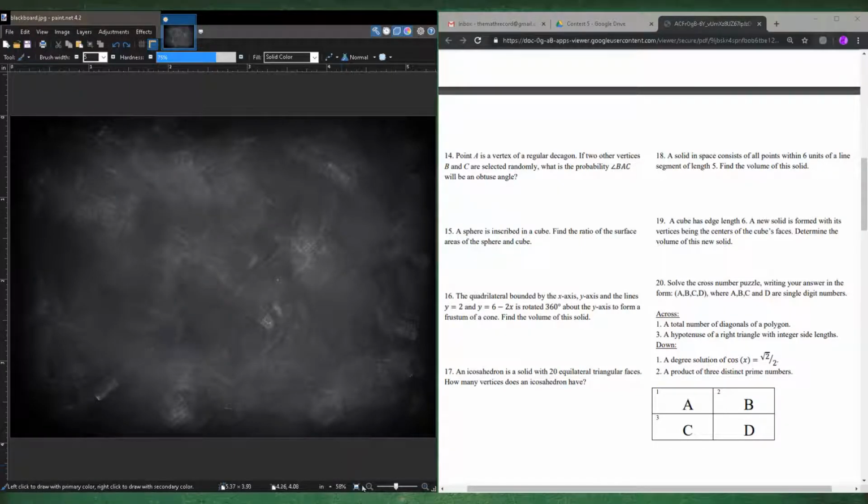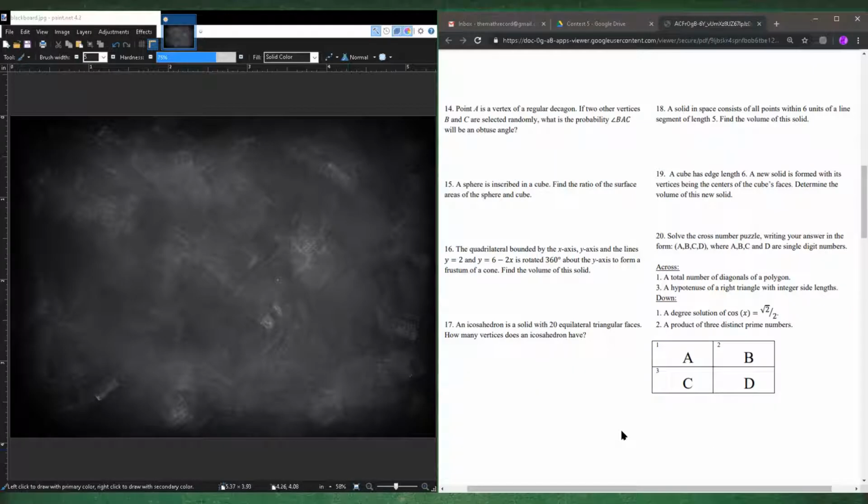So that was question 9. And question 20: solve the cross number puzzle, writing your answer in the form A, B, C, D, where A, B, C, D are single-digit numbers. So they're basically in base 10.